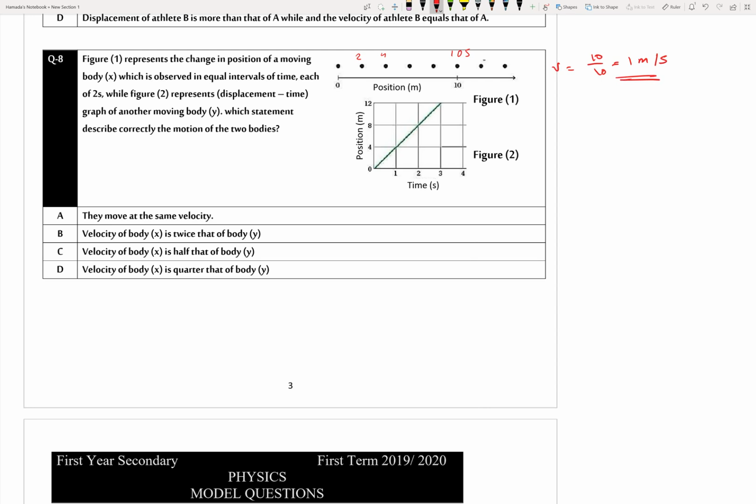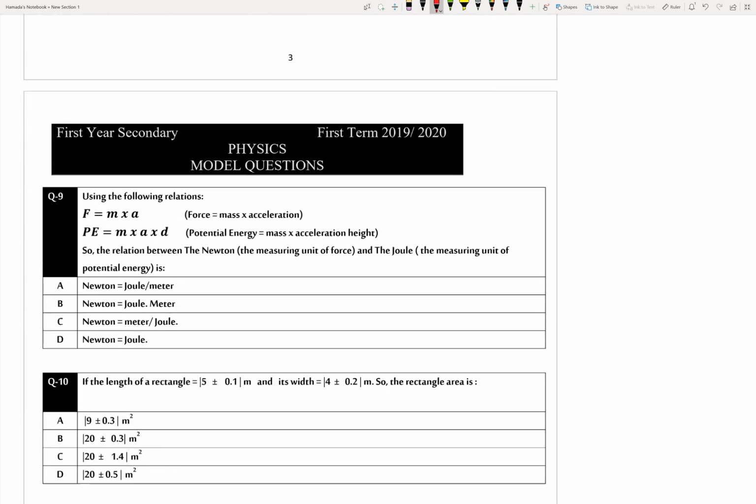But in figure 2, we represent the displacement time graph of another moving body Y. Which statement describes the correct motion of the two bodies? Here we can find the slope. It will be 8 minus 4 divided by 2 minus 1. It is 4 meter per second. So Vx over Vy will be 1 over 4, or Vy over Vx will equal 4. So whatever is mentioned, they do not move at the same velocity. The velocity of body X is twice, half, or a quarter of body Y.